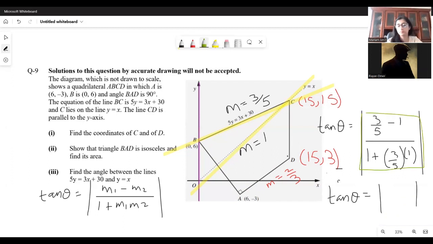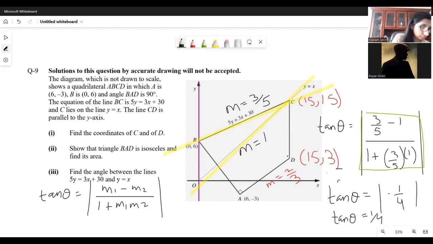Miss, 1 over 4. What's the sign with that? Are you getting negative? Negative 1 by 4. In the next step, you apply the modulus function. So tan theta is equal to 1 by 4. Now give me the angle.